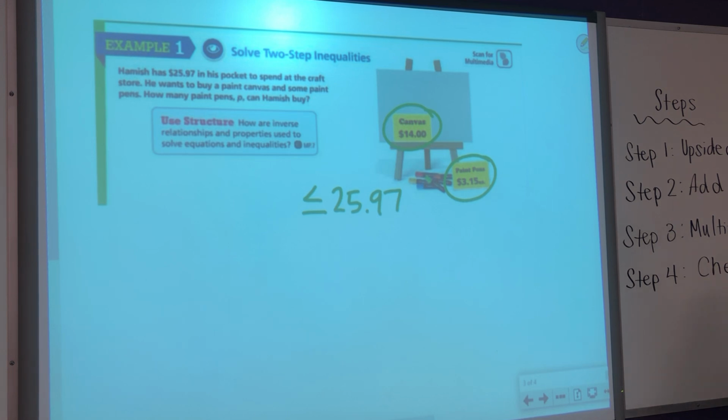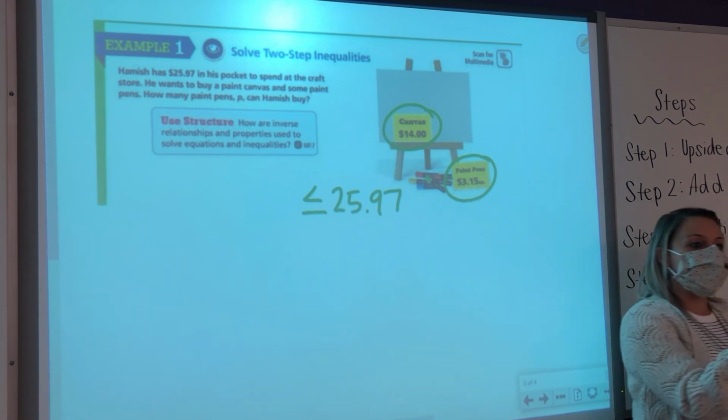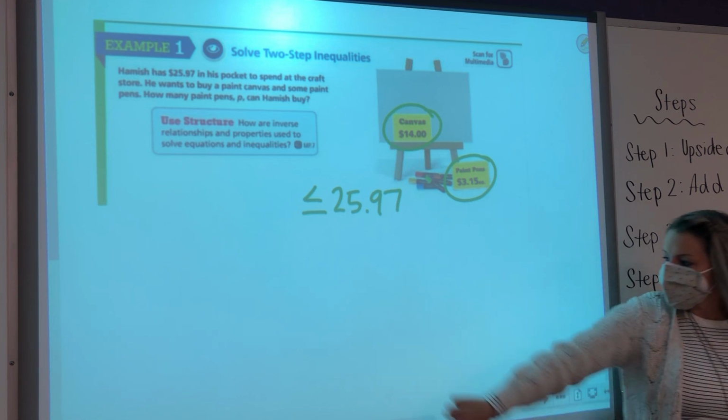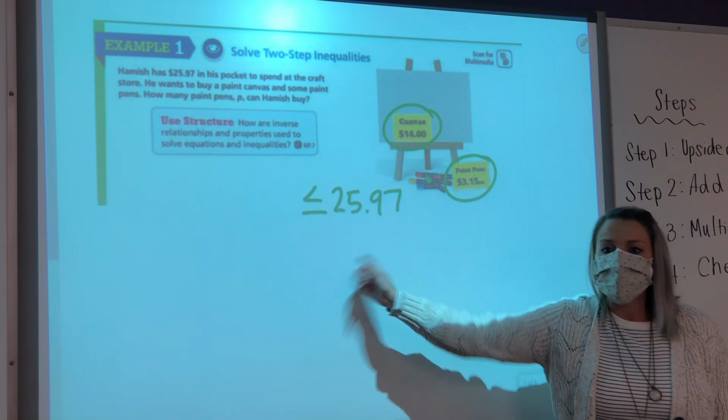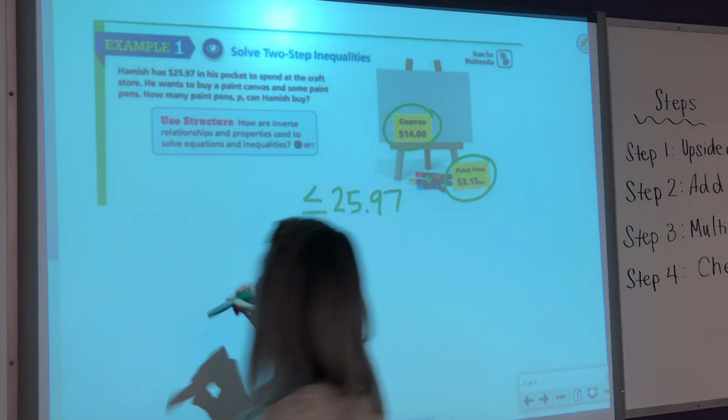If I know the paint pens are $3.15, and I don't know how many I can buy, each one is $3.15. So one would be $3.15, two would be $6.30. So we're going to use multiplication. When we see the word each, remember, that was in both multiplication and division. Do you guys remember that graphic that we did, where we pulled back and forth? I think we did that when we were all remote. Yeah.